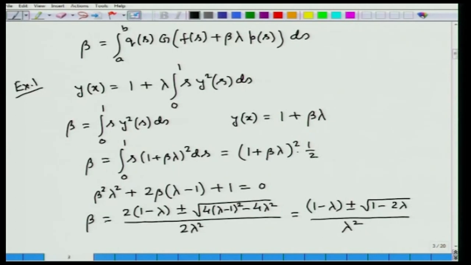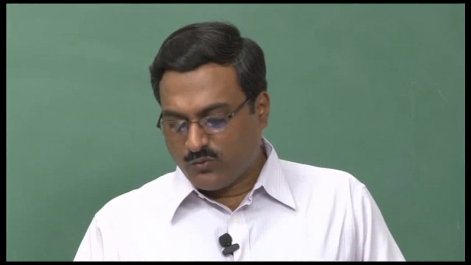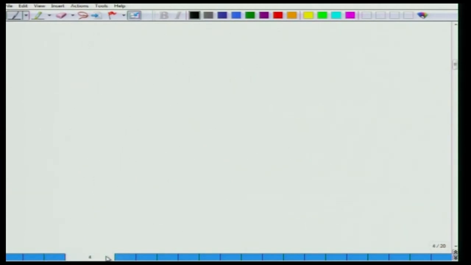Now, in this case, if we assume that y(x) is a real valued function, then integral 0 to 1 s y square(s) ds should be a real constant. And therefore, for real values of beta from this expression, we are getting a restriction on lambda, that is 1 minus 2 lambda should be greater than or equal to 0. So, real values of beta can be obtained for lambda less than or equal to half. And substituting these expressions for beta into 1 plus beta lambda, we can find that two solutions are given by y(x) is equal to 1 plus minus root over 1 minus 2 lambda divided by lambda.